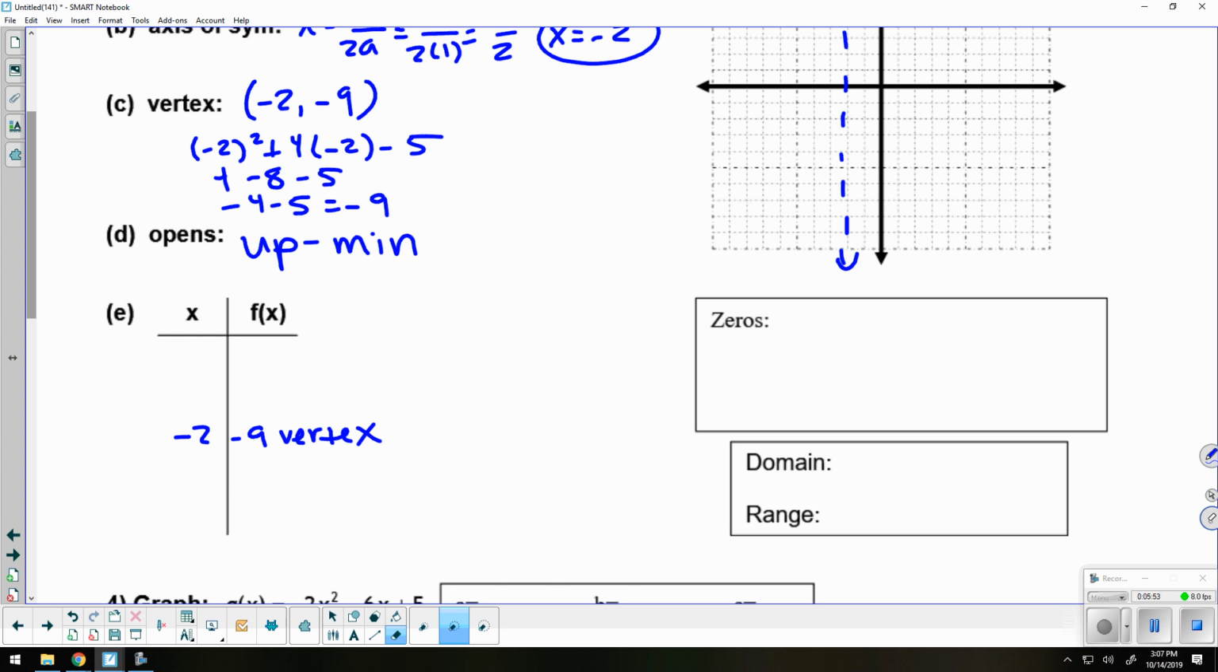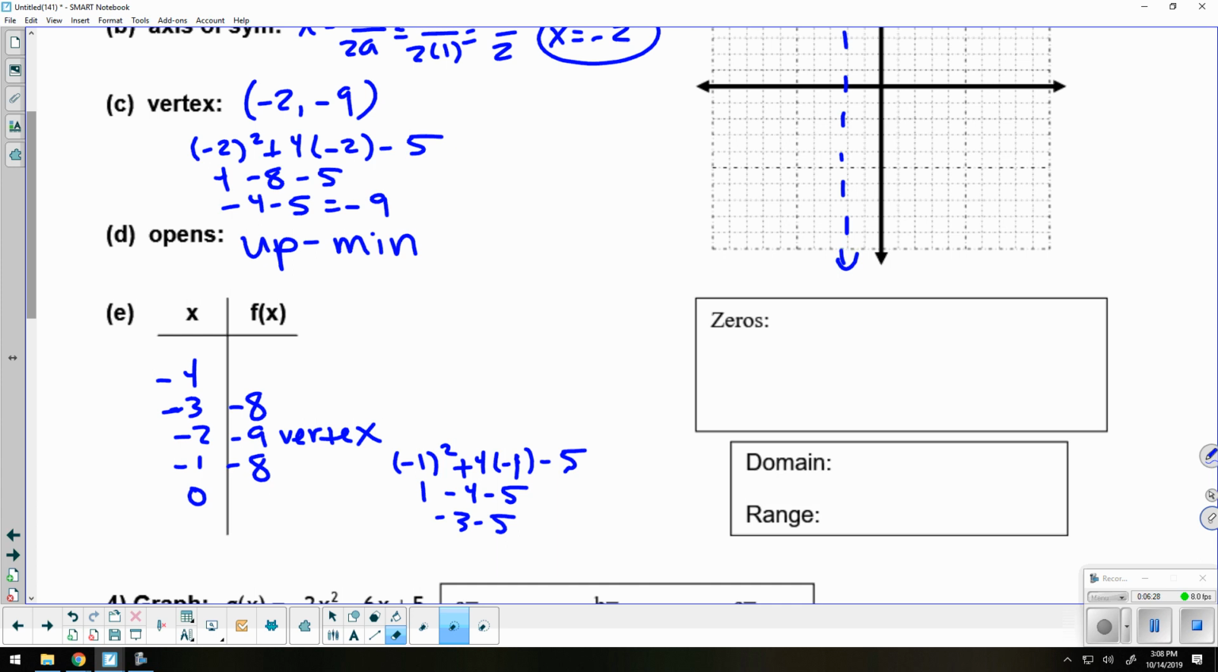Now, just plug in points around the vertex. So if you increase from -2, maybe you want to plug in -1 and 0. Other way, -3, -4. So plug these points in for x, solving for the y. If I plug in -1 for x, I'm going to have -1 squared plus 4 times -1, and then minus 5. So that would be 1 minus 4 minus 5. So that'd be -3 minus 5. I get -8. I'm just going to copy it to the other side because we get the same y coordinate on both sides.